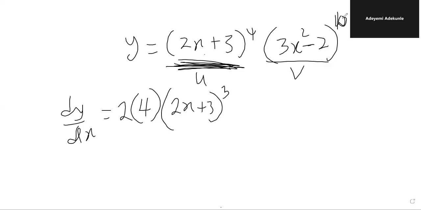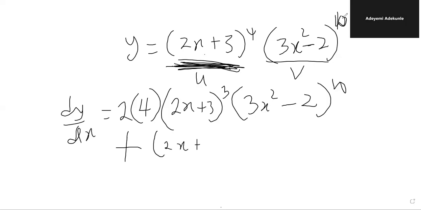All right, so for the first one, the derivative of the first one is 2 into 4, then open bracket, 2x plus 3 raised to power 3. Then keep the second one, which means you rewrite, that's (3x squared minus 2) raised to power 10. Then plus, now we write the first one, which is (2x plus 3) raised to power 4. That's keep the first one.